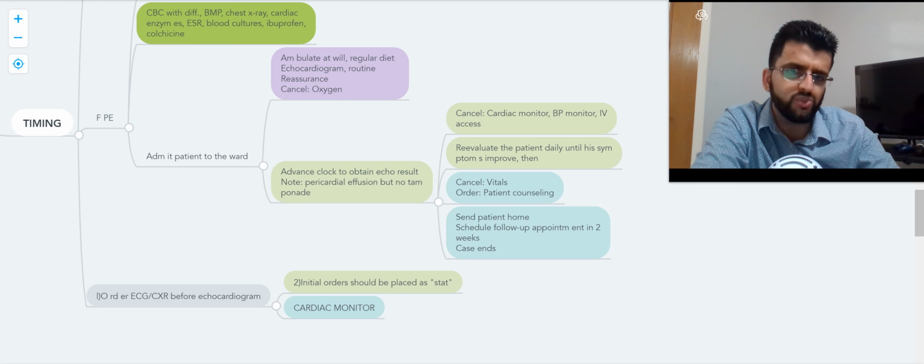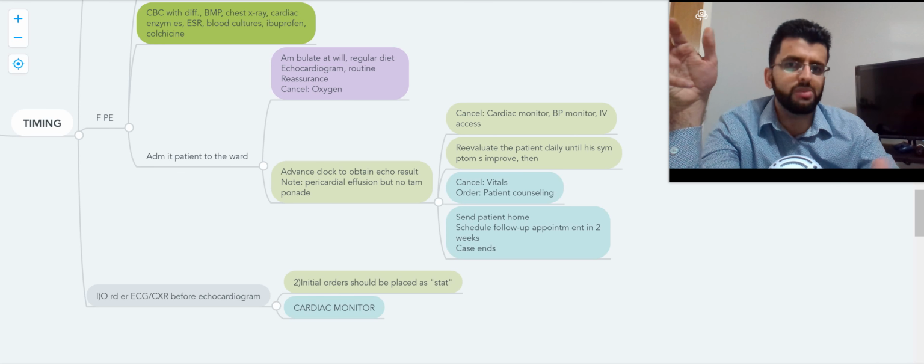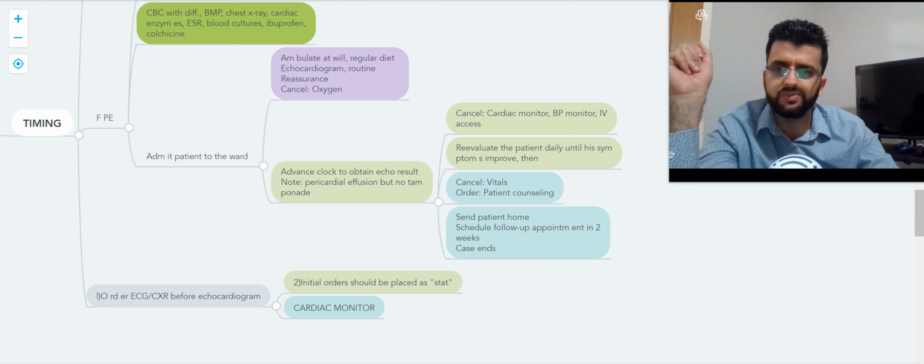There's one important thing: the chest X-ray before the echocardiogram is very important. Okay, and the other thing is that we gotta do the cardiac monitor. It's very important. You shouldn't forget these 2 things, very important.